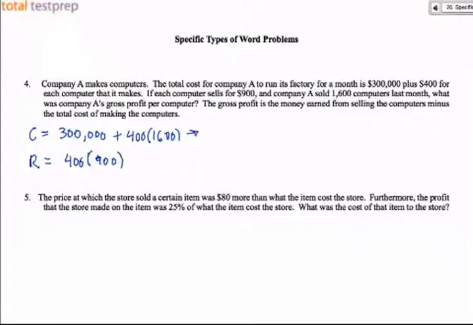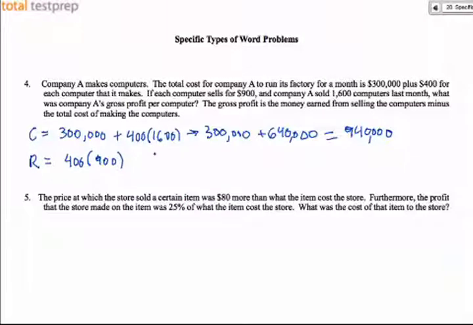First, let's figure out the total cost. The total cost is 300,000 plus the product of 400 and 1,600. To find out what 400 times 1,600 is, multiply 4 times 16 to get 64, and then add all the zeros that remain. There's 1, 2, 3, 4 zeros that remain. So the total cost is going to be 300,000 plus 640,000, which is 940,000. So the total cost for these 1,600 computers is $940,000 if we count the fixed costs plus the cost per computer.